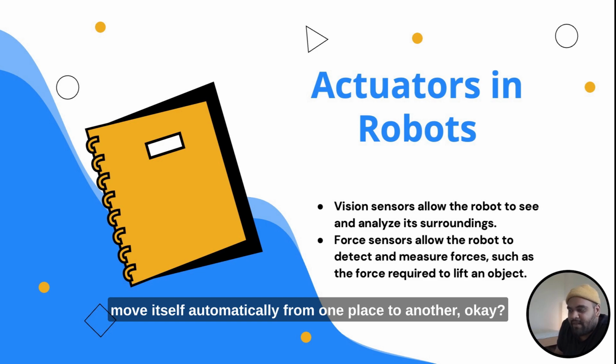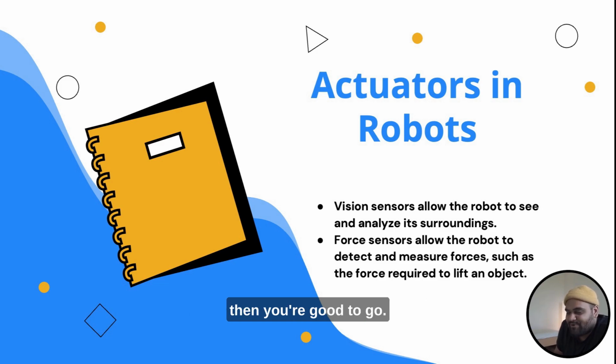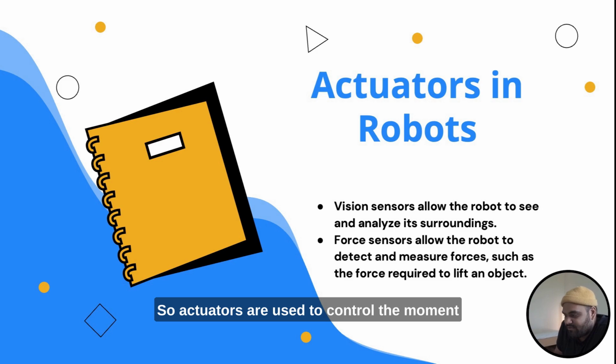It doesn't really need to depend on anything else if it has an actuator which can help it to move. Of course, you need to have enough actuators so that they can move the robot. But if you have enough actuators, then you're good to go. So actuators are used to control the movement of the robot, as the definition says.